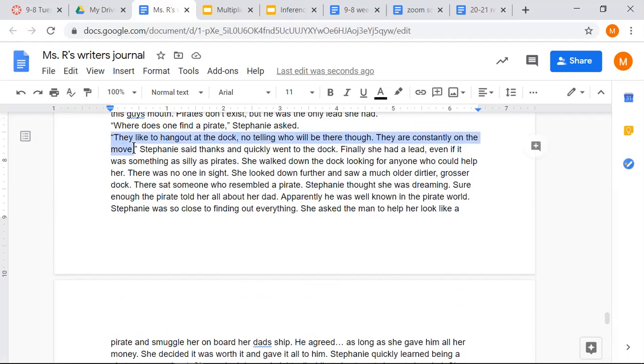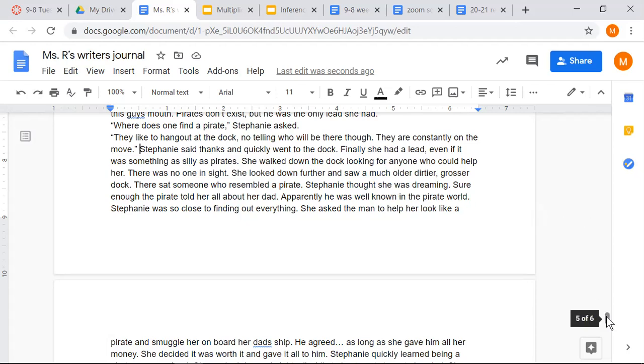They like to hang out at the dock. No telling who will be there though. They are constantly on the move. Stephanie said thanks and quickly went to the dock. Finally, she had a lead. Even if it was something as silly as pirates, she walked down the dock looking for anyone who could help her. There was no one in sight. She looked down further and saw a much older, dirtier, grosser dock. There sat someone who resembled a pirate. Stephanie thought she was dreaming. Sure enough, the pirate told her all about her dad. Apparently, he was well known in the pirate world. Stephanie was so close to finding out everything.